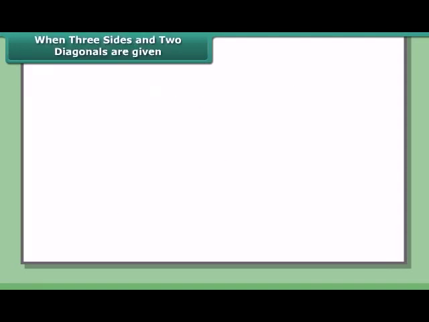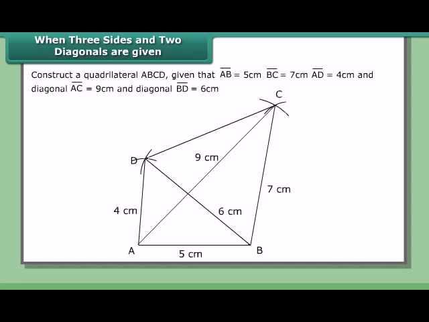When three sides and two diagonals are given, construct a quadrilateral ABCD given that AB is equal to 5 cm, BC is equal to 7 cm, AD is equal to 4 cm, diagonal AC is equal to 9 cm and diagonal BD is equal to 6 cm.